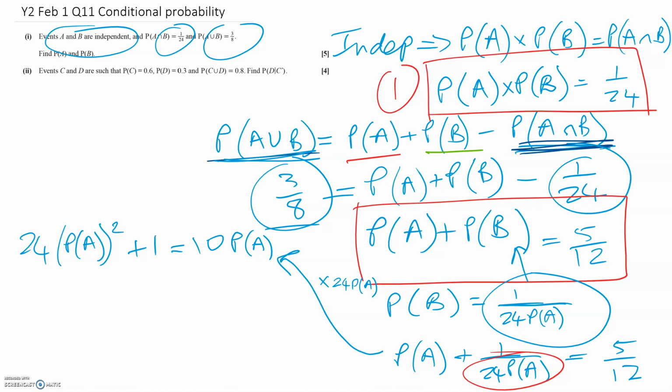Now this looks like a quadratic, so let's just get it equal to 0. We'll keep this as it is on this side, and we'll subtract the 10 times the probability of A.